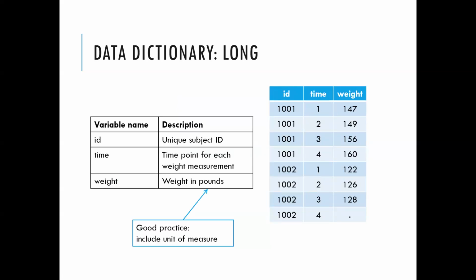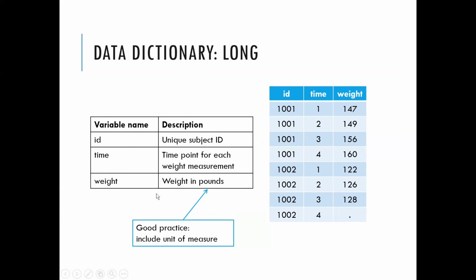This is an example of a data dictionary, in this case for the long data set. So in the top row, we just have a description of each column. In this first column, we have the variable name and then a description of that variable. So we have ID, we have time, and we have weight.